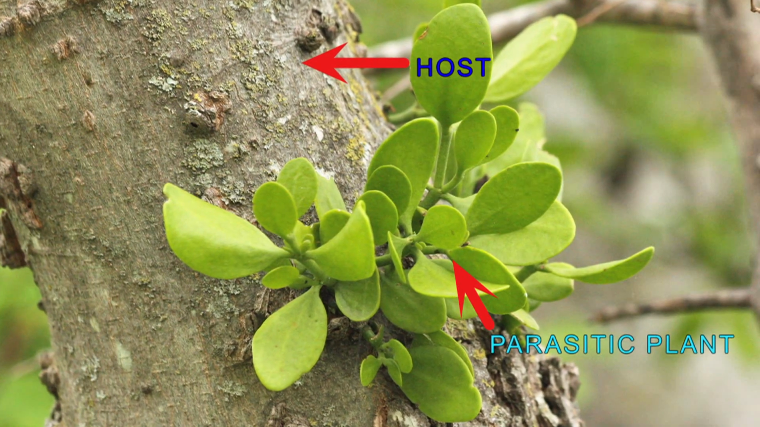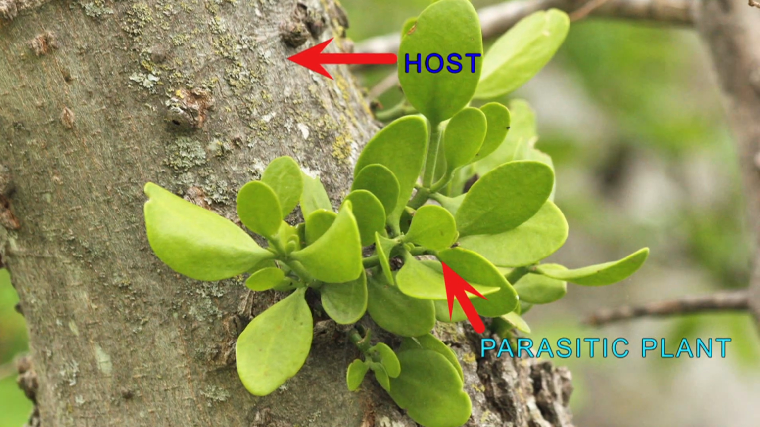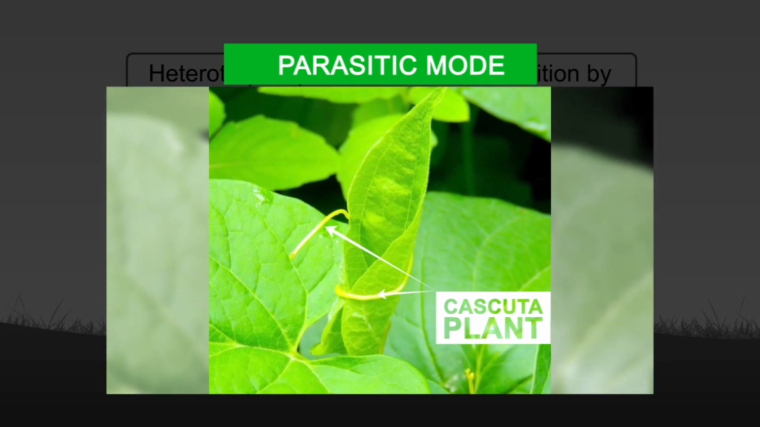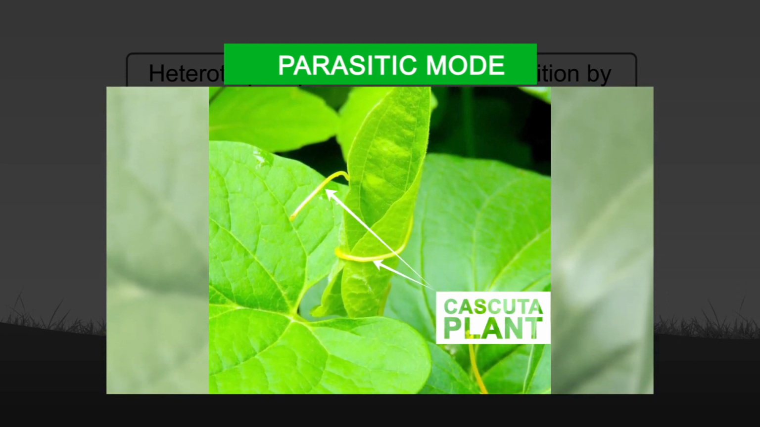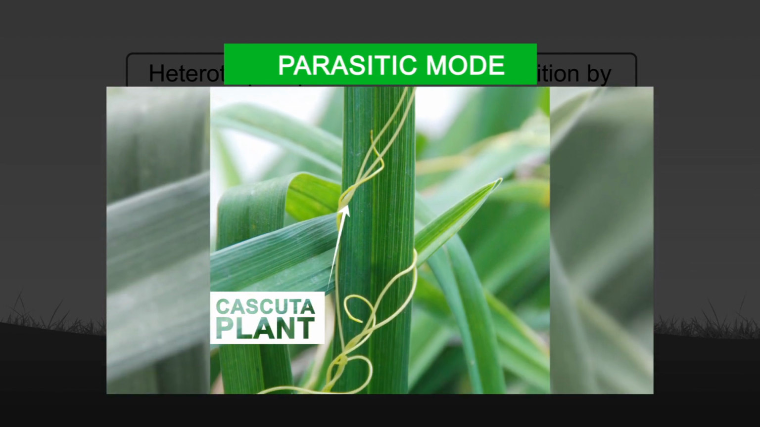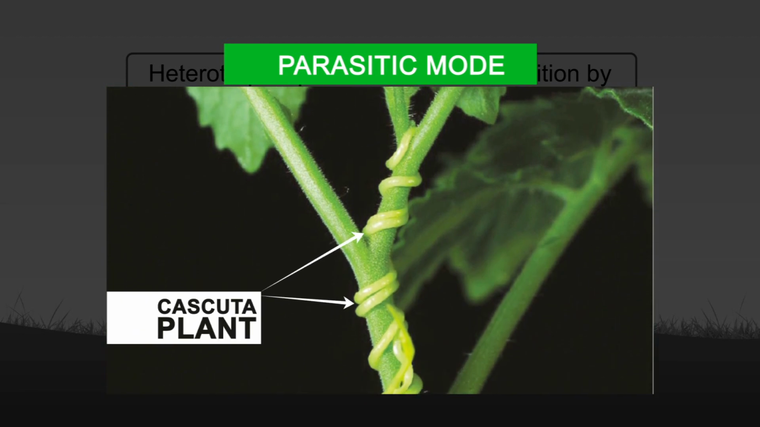Parasitic plants obtain their nutrition from other plants. Such plants are known as host. The host plant is often harmed by the parasite. In this picture, you see a yellow colored structure twining around the plant. This is known as a cuscuta. It has no roots but has haustoria, which are the special roots which draw nutrition from the host plant.